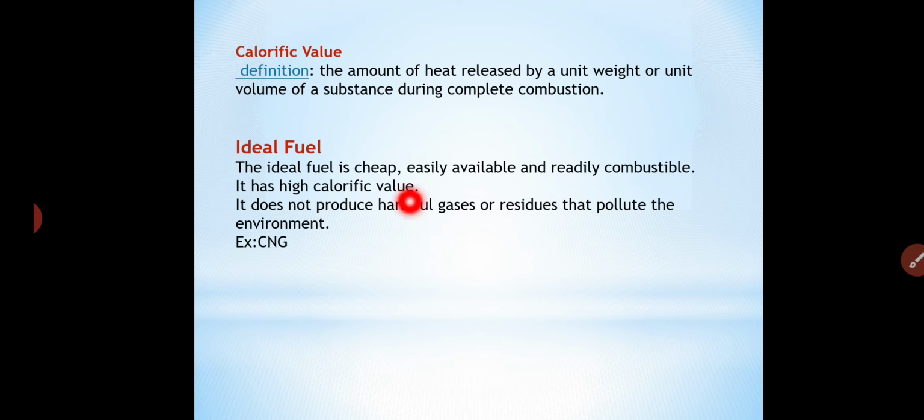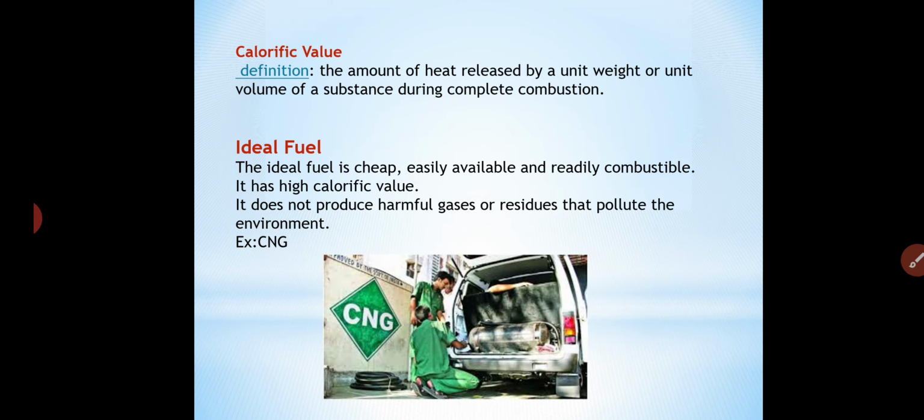Now, ideal fuel. Which is an ideal fuel? An ideal fuel means a fuel which is very easily available, affordable to normal people, very useful, and does not affect nature. So ideal fuel is cheap, easily available, readily combustible, and has high calorific value. It burns slowly, and does not produce harmful gases or pollute the environment. CNG is a very good example of an ideal fuel. Nowadays many people are using CNG.